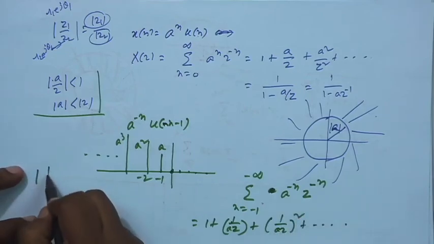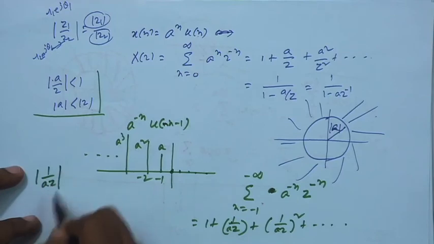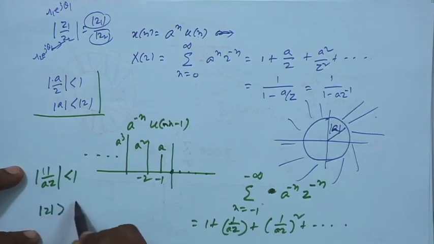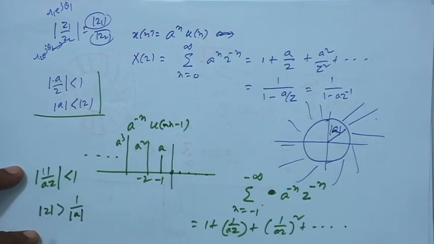See, mod of this is less than 1, then it converges, but mod of this less than 1 means mod of 1 divided by mod of a z, and mod of a z is mod of a into mod of z. So, if you simplify, it will be this.